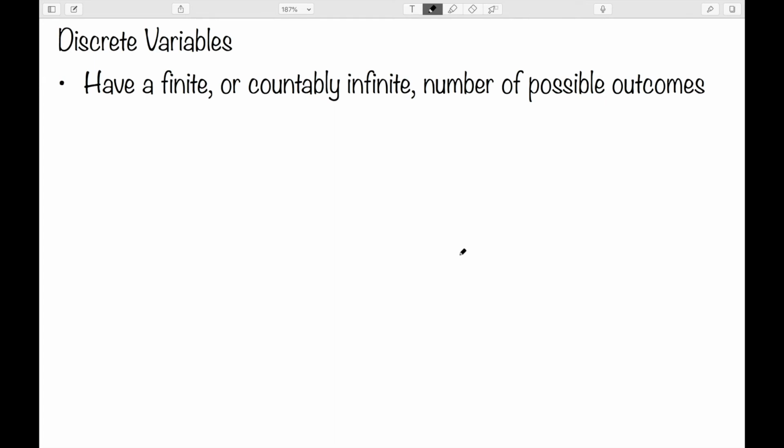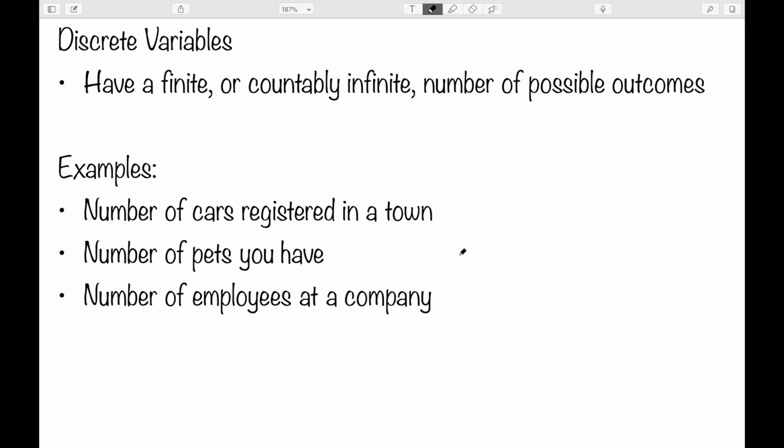A quick and easy guideline to identifying discrete variables is that they are things that we can actually count. As an example, the number of cars registered in a town, the number of pets you may have, or the number of employees at a company. These are all things that we actually count, and they have either a finite number of possible outcomes or a countably infinite number of possible outcomes.